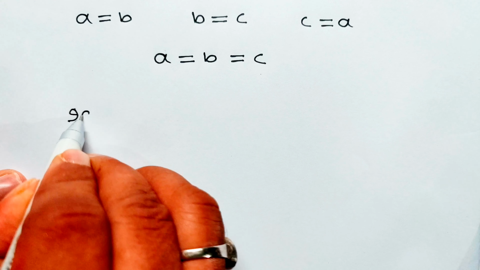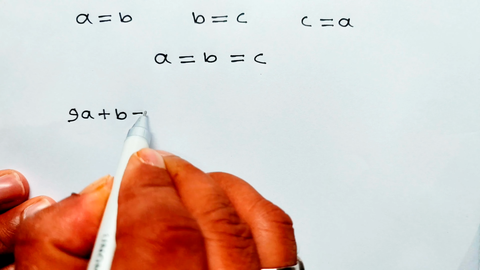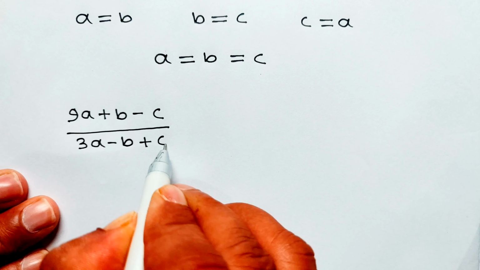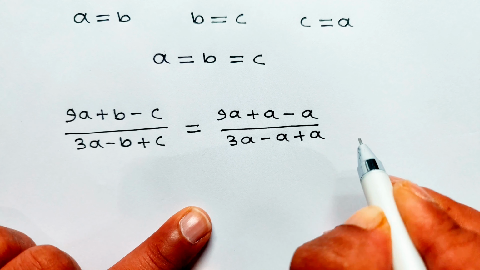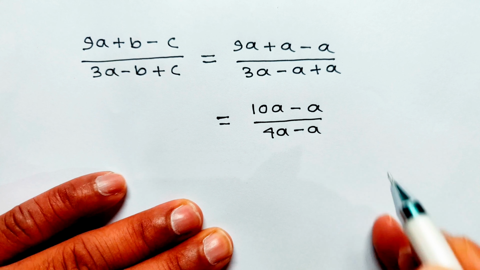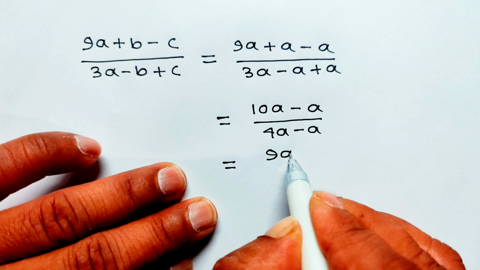Now 9A plus B minus C divided by 3A minus B plus C equal 9A plus B equal A minus C equal A divided by 3A minus B equal A plus C equal A. Then equal 10A minus A divided by 4A minus A. Then equal 9A divided by 3A equal 3.